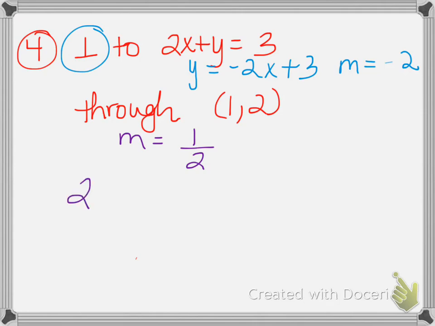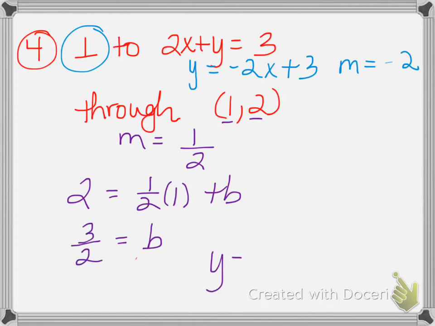So then we have y, here's x and y, equals mx plus b. Subtract a half, so b is 3/2, which means y equals 1/2 x plus 3/2.